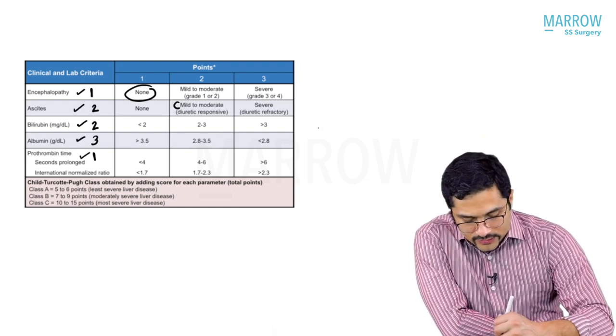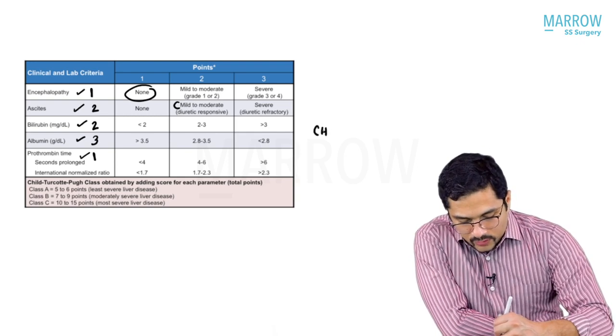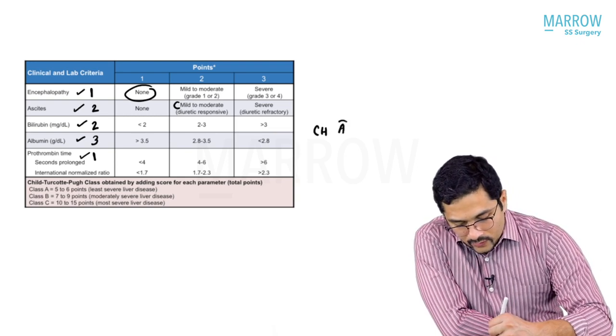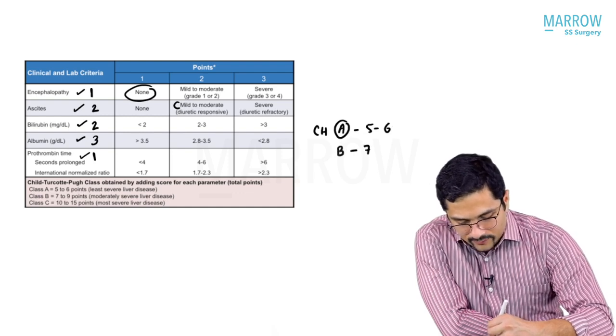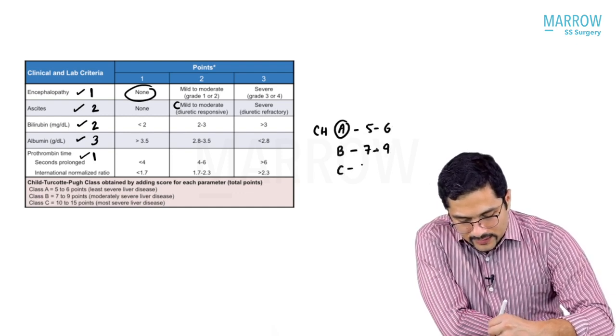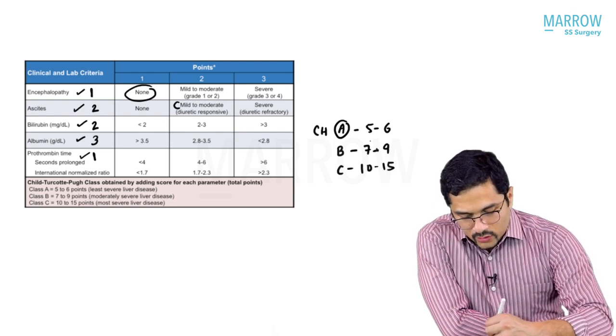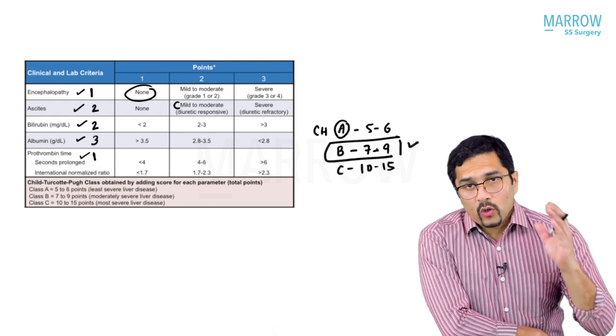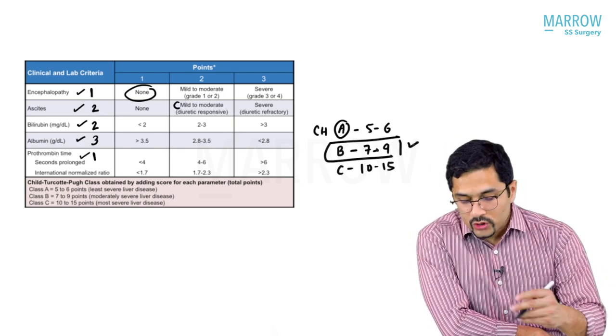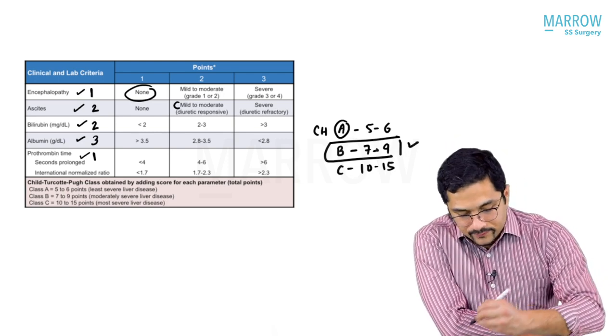You should also know that Child-Pugh A score is between 5 to 6, B is 7 to 9 and C is 10 to 15. So this patient falls under Child-Pugh class B. So all the parameters regarding the Child-Pugh score you should remember for the exam.